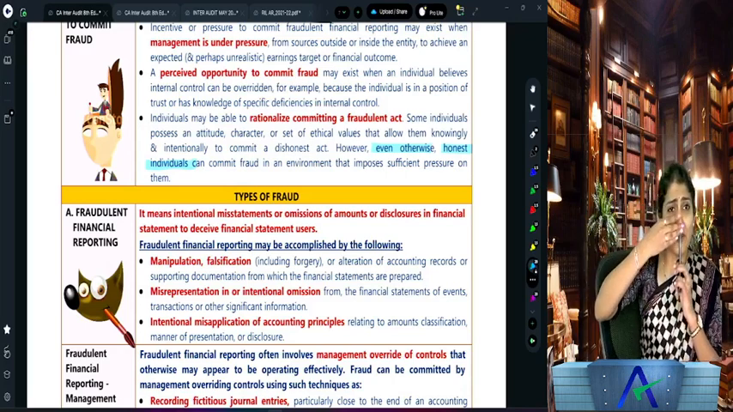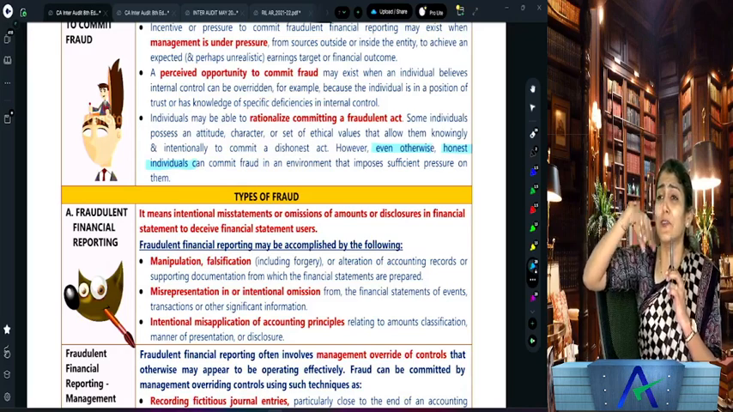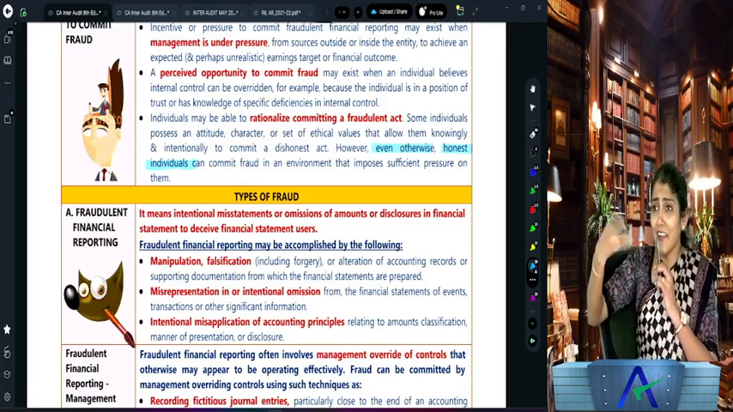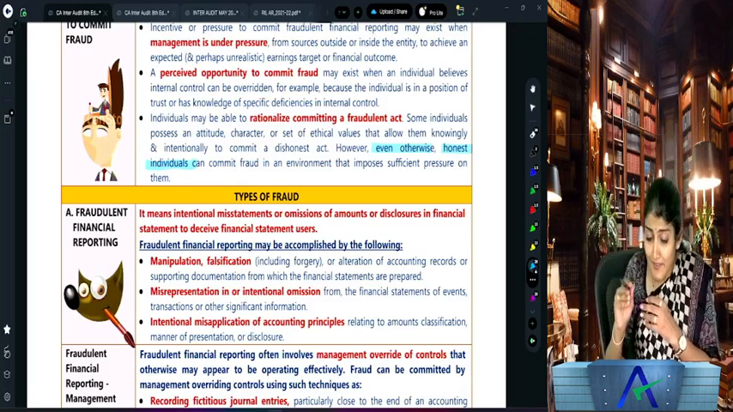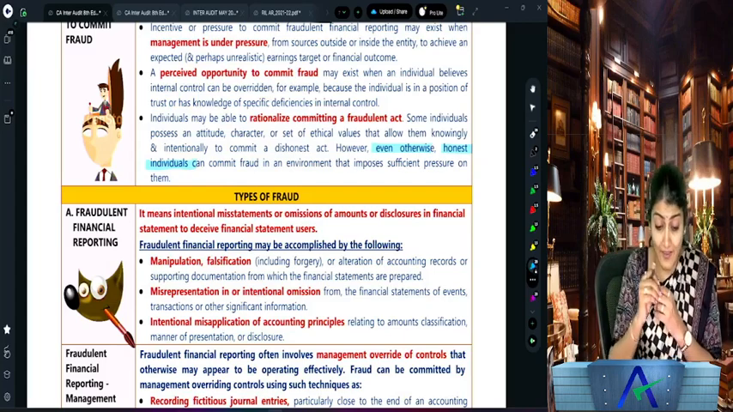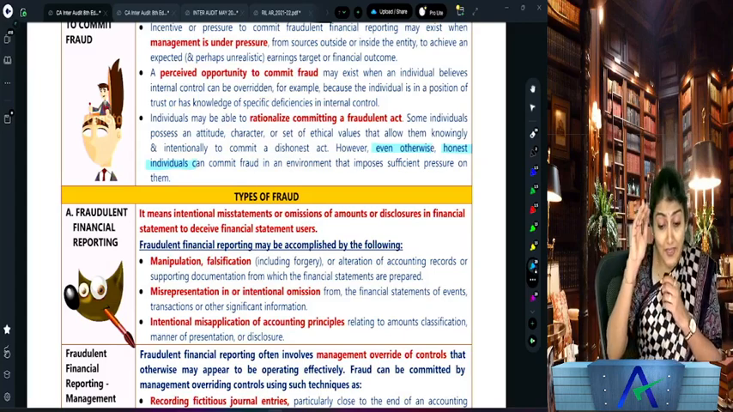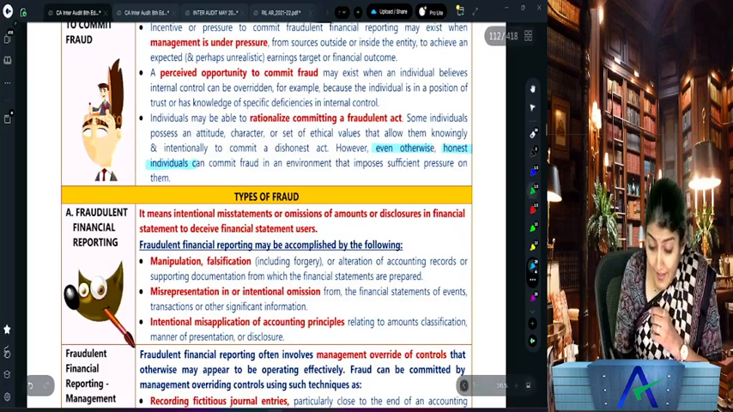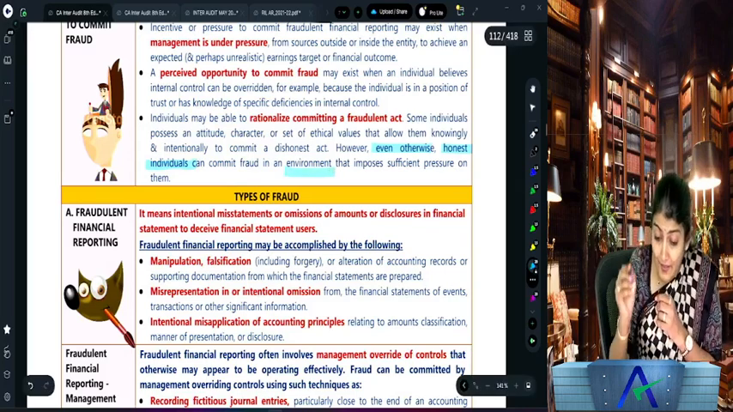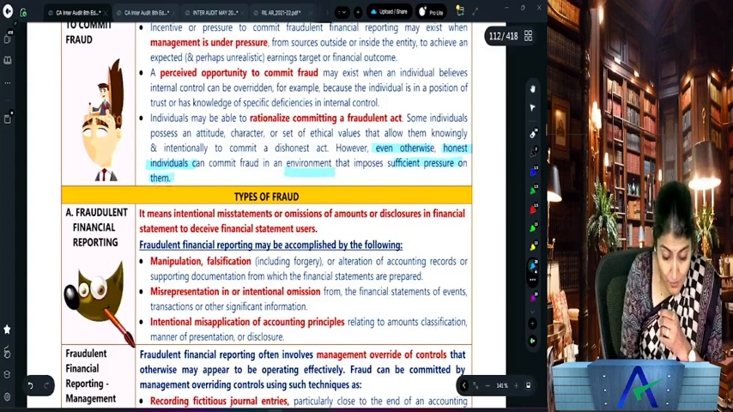A fly sits on your nose, and even that you are scared to take away. And here you are committing a fraud. It says: even otherwise honest individuals can commit fraud in an environment that imposes sufficient pressure on them.